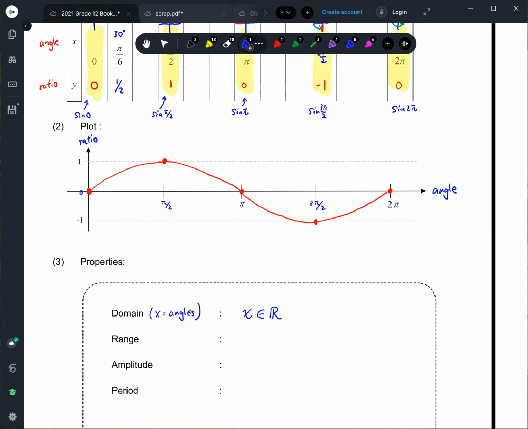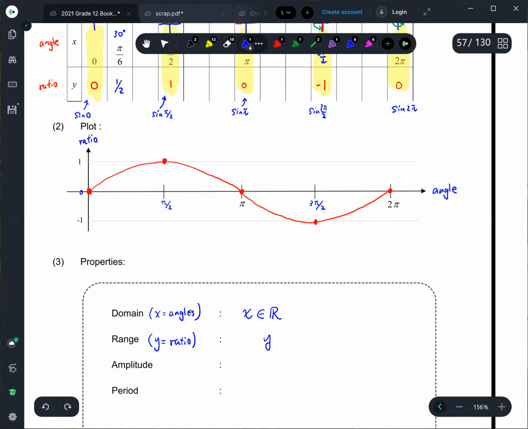And then the range in this case is our ratio, right? So for the ratio, you can see that the highest it can get to is 1. After that, it will drop down to -1, right? So the range will be in between -1 and 1. Okay, please make sure you copy that down.